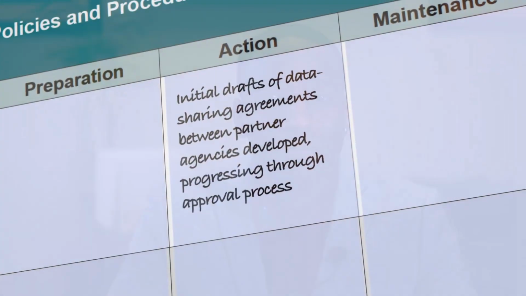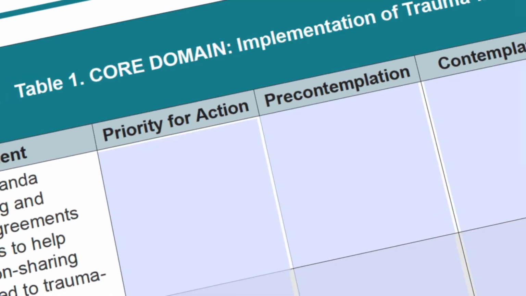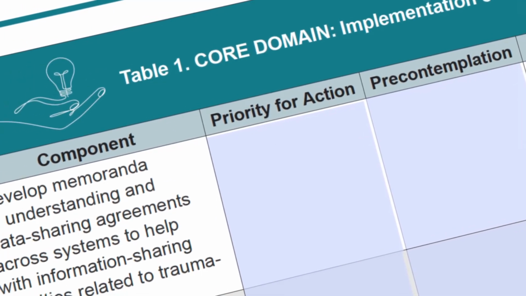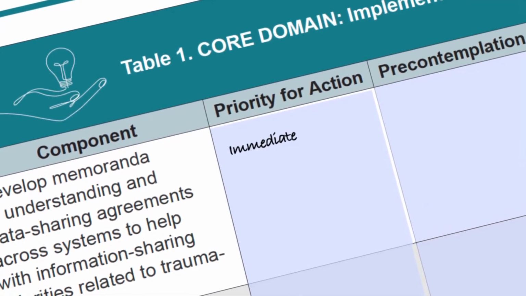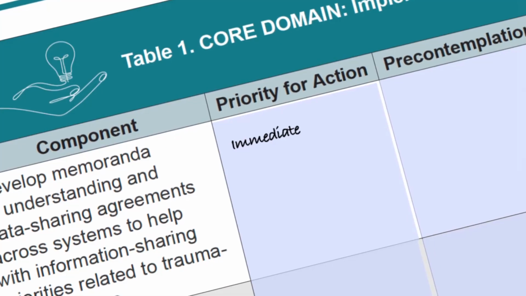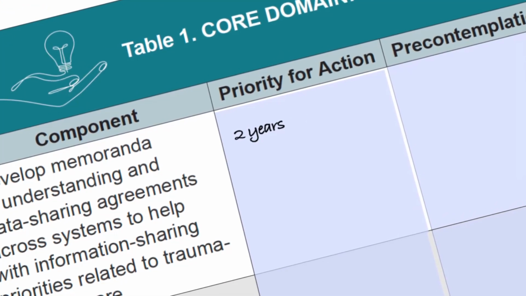Text in the first cell down in the column titled Priority for Action reads, Immediate. Then the text is changed to read, 2 years. For example, given the components discussed above, if the team wants to complete this component in the next year, they would add immediate to the priority for action field. Likewise, if this component is just getting started, the team might put 2 years in the priority for action field.